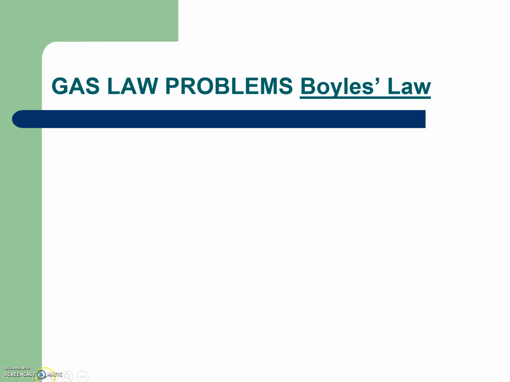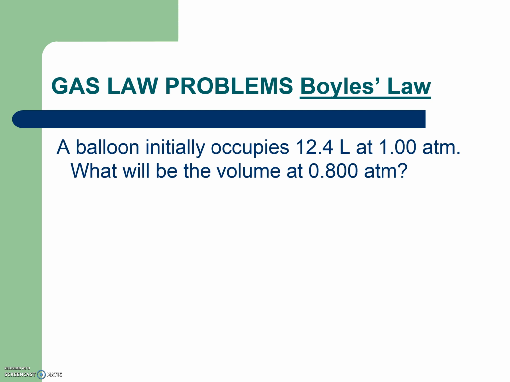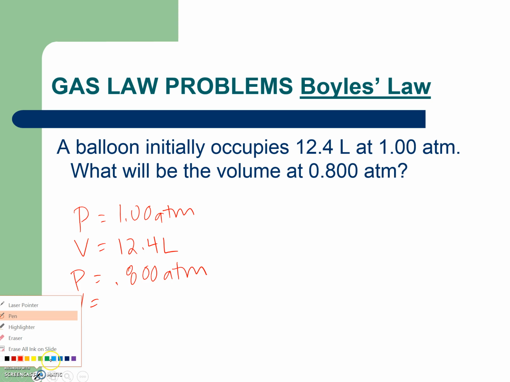For my last one here, for this last law, a balloon initially occupies 12.4 liters at 1 atm. What will be the volume at 0.8 atm? So I have pressure, volume, and so my first pressure is 1 atm. My first volume is 12.4 liters. My second pressure is 0.8 atm.